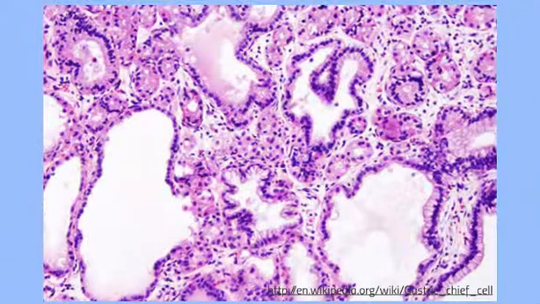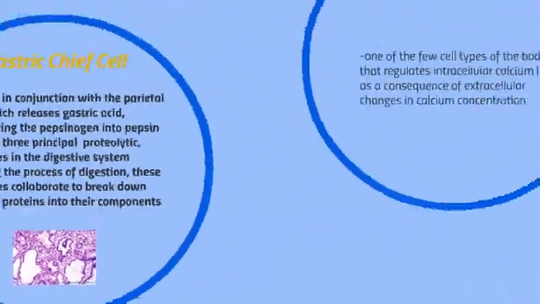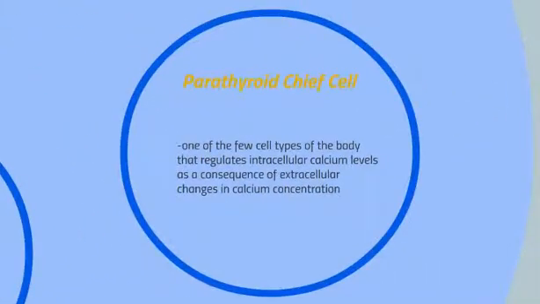This is a picture of a gastric chief cell. The other kind of chief cell is a parathyroid chief cell. A parathyroid chief cell is one of the few cell types of the body that regulates intracellular calcium levels as a consequence of extracellular changes in calcium concentration.